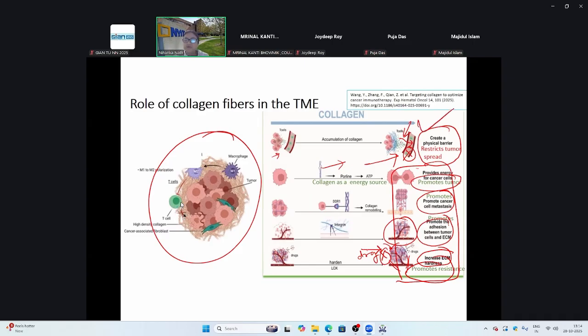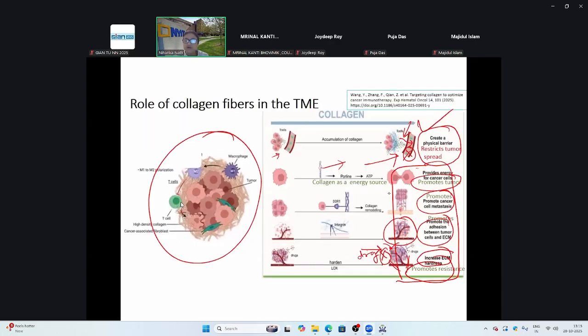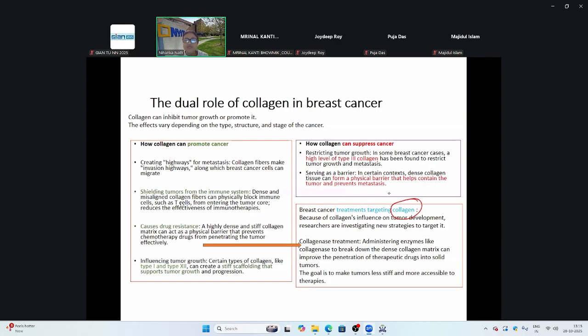Except for one benefit here. Whatever I said is just written in here. I said the same thing. And so if you wanted to treat it, you would break down the collagen. It seems that collagen is kind of bad, so in breast cancer, you can target collagen and degrade it. You can add an enzyme, collagenase, and collagenase will degrade it. And if it degrades it, then the tumor will be less stiff and it is accessible to the drug.